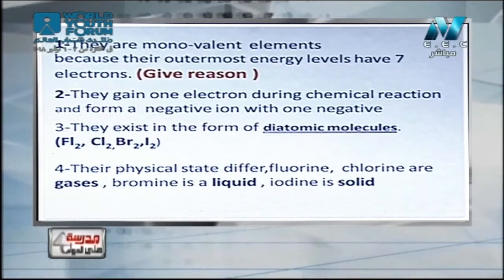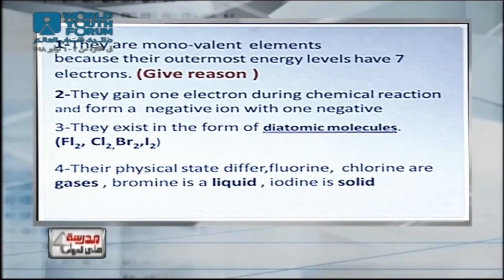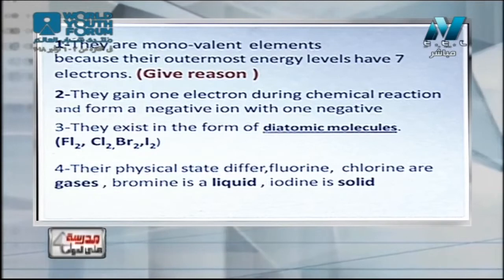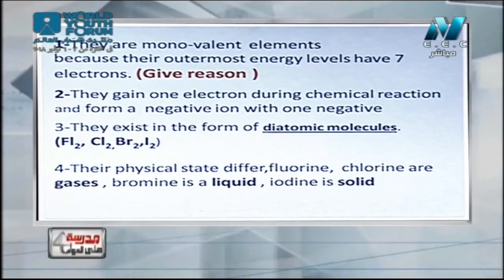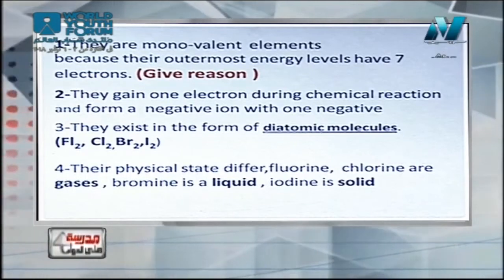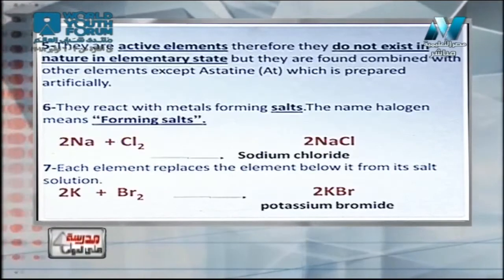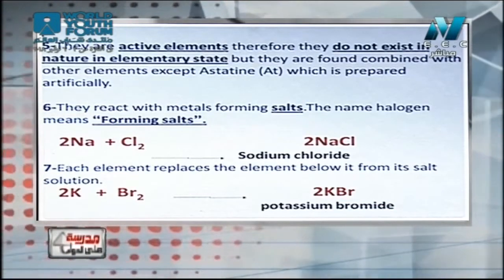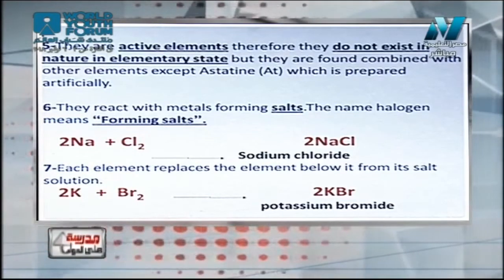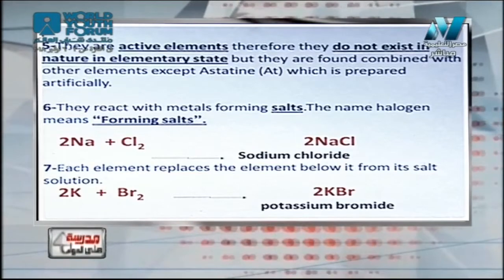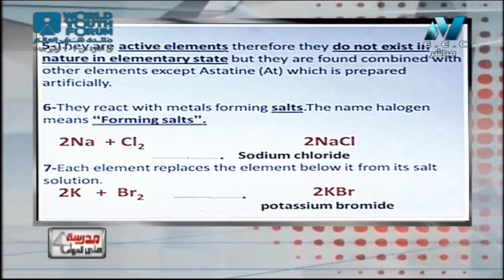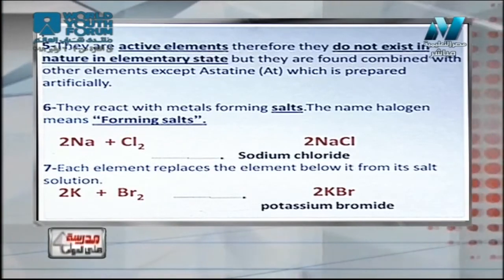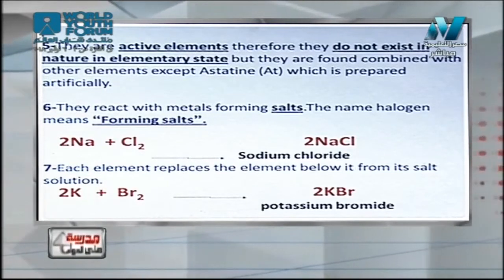Number 4, their physical state differs: fluorine and chlorine are found in the gaseous state, bromine is found in the liquid state, and iodine is found in the solid state. And we all know that bromine is the only non-metal found in the liquid state. Because they are very active, they do not exist in their elemental state alone. They must be combined with another element. Okay, as we see from the slide, sodium combined with chlorine gives NaCl, sodium chloride. Each element replaces the one below it.